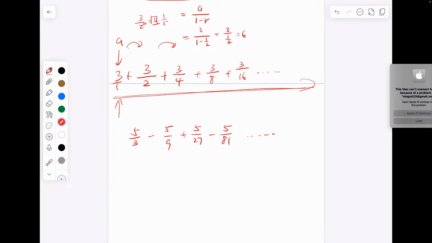So it'd be 5 over 3. What's your ratio? Your ratio is negative 1/3, to the n plus 1. 5 times 1/3 to the n. Negative 1/3 to the n plus 1. Okay, lock that in. What's your answer? 5 over 4.